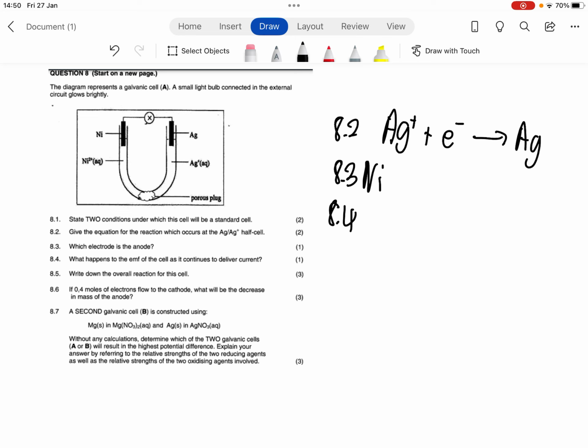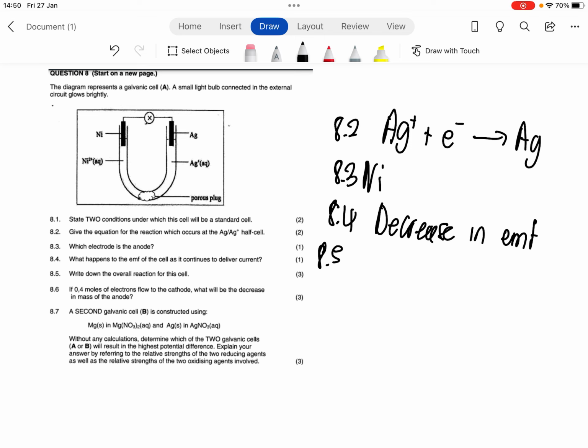8.4, what happens to the EMF of the cell as it continues to deliver current? Of course, just like any other battery, we're going to have a decrease in EMF. Okay, so there's going to be a decrease in EMF. 8.5, write down the overall reaction for the cell.